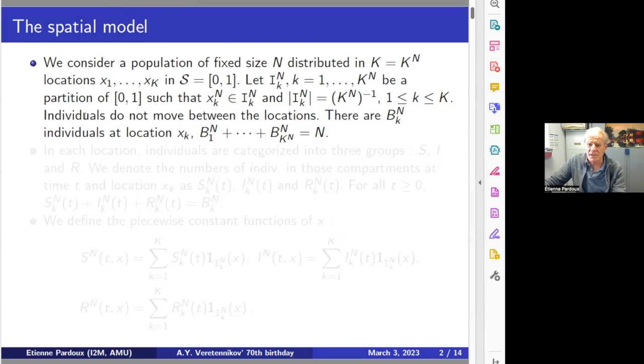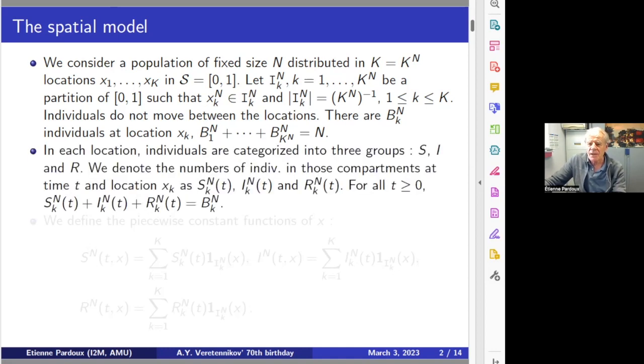So the important point is that individuals do not move between the locations. There are a certain number of individuals in each location. In location k, there are b_n^k individuals, so the total number is capital N, and this doesn't change over time. In each location, individuals are either susceptible, infected, or recovered. We denote the number of individuals in those compartments at each time t at location x_k as S_n^k(t), the number of susceptible, I_n^k(t), the number of infected, and R_n^k(t), the number of recovered. Of course, for all t, that sum is equal to b_n^k.